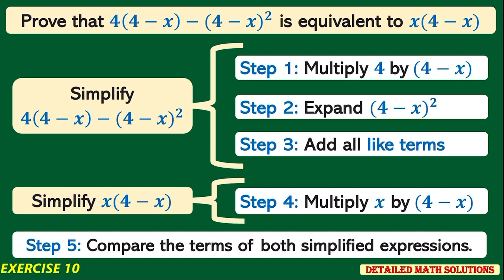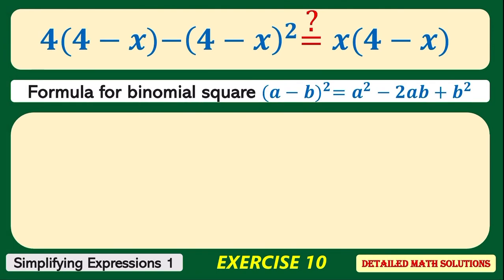To simplify the second expression, x multiplied by (4 minus x), I simply need to open parentheses and multiply x by 4 and then by negative x. I then need to compare both simplified expressions, and if they are the same, they have the same terms, then I will consider that both expressions are equivalent. Now I'm going to show how all this comes together.